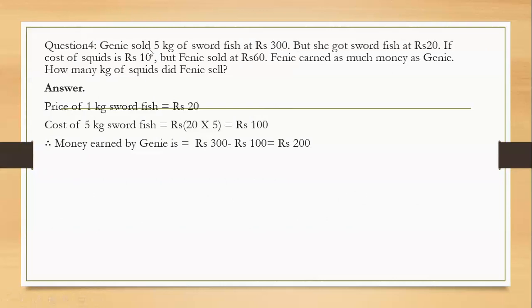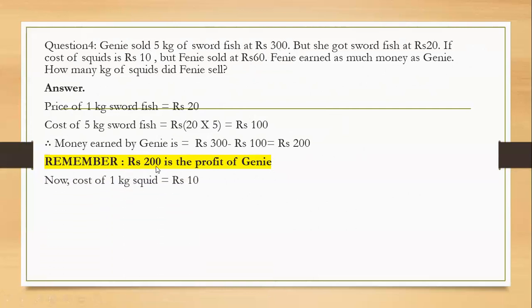Step by step, children, from the first line, you have to fetch this information. Moving ahead. Remember, this rupees 200 is the profit of Ginny. Now, let's move ahead. Cost of squid is rupees 10. So, there is a fisherwoman, Fanny, who buys squid at rupees 10 from the local market. But at her own fish market, she is selling at rupees 60.